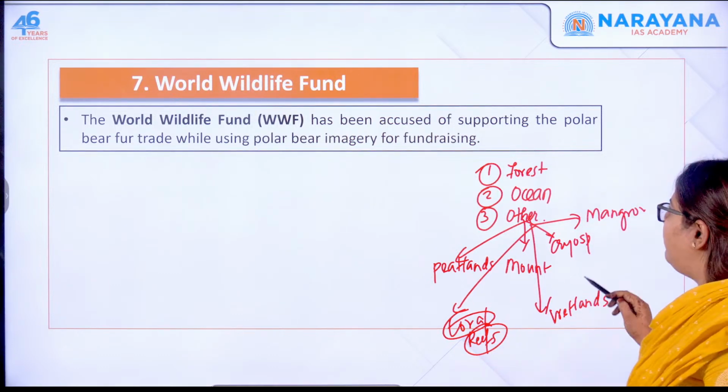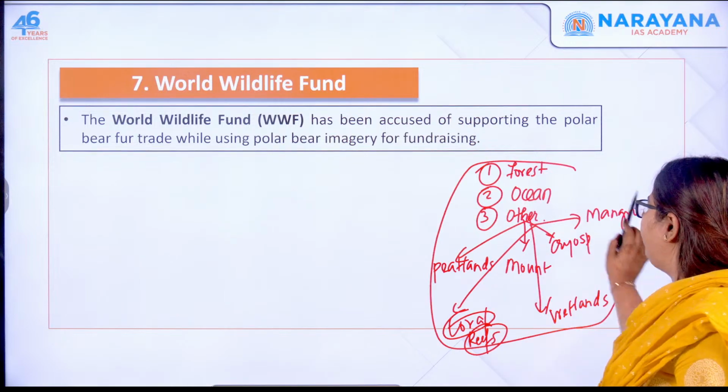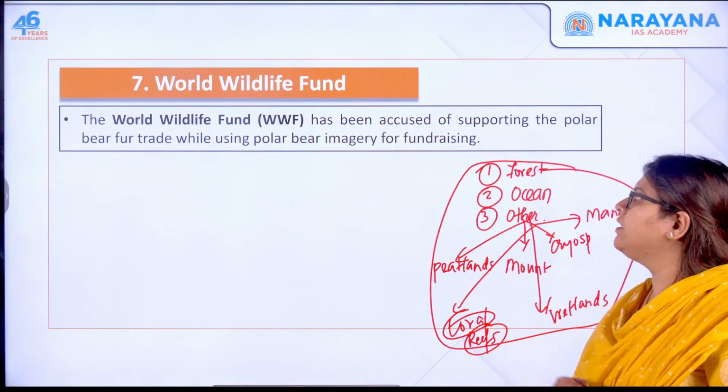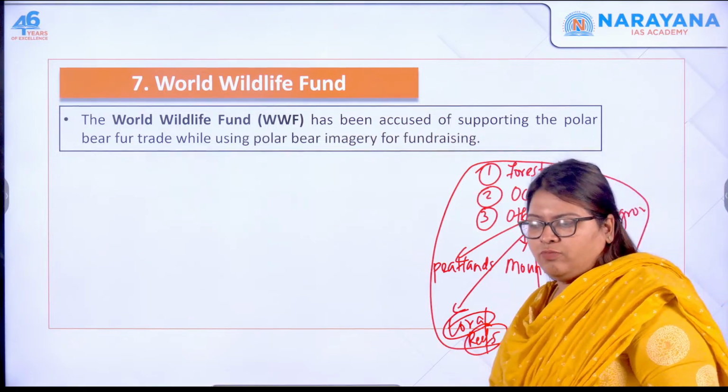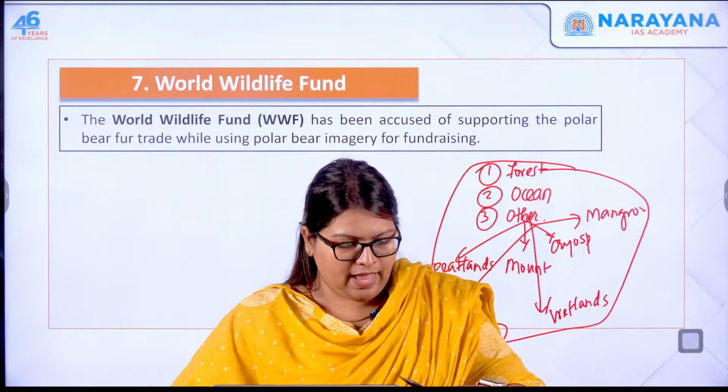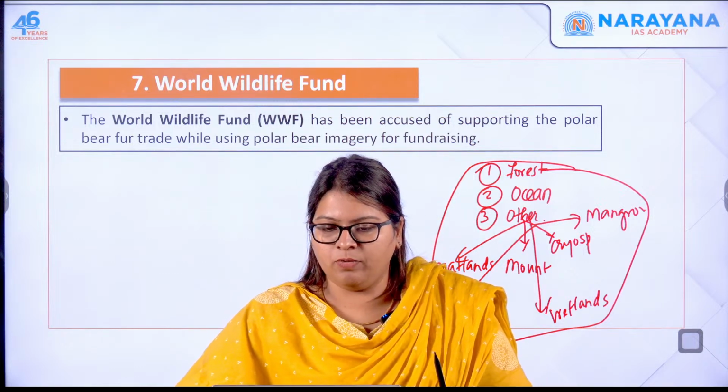Okay, so now let us move to the environmental organizations and bodies, where the first one is the World Wildlife Fund. These are very small topics, 4 or 5 of them, and then we will be wrapping up with today's session.